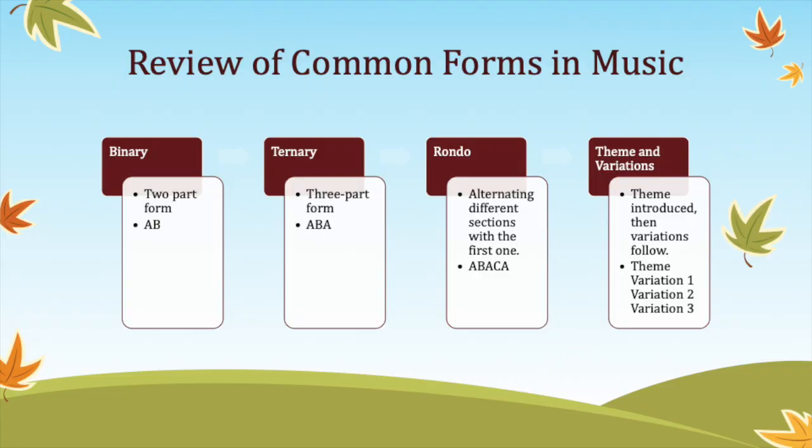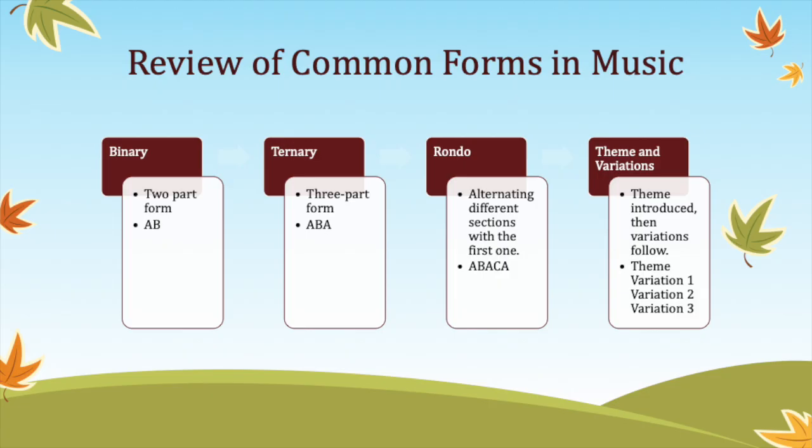To recap, let's take a look at the forms we've learned so far. First of all, there's binary form. It is a two-part form that has two different sections, A, B. Then we have ternary form. It is a three-part form that has three sections with the first one repeating, so its form is A, B, A.